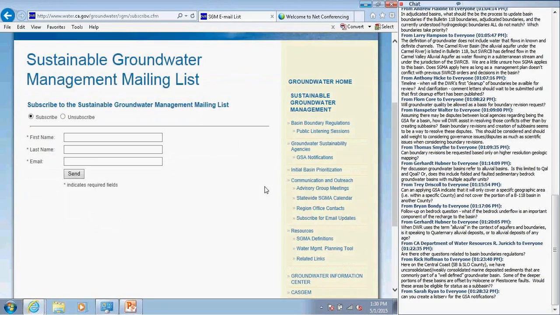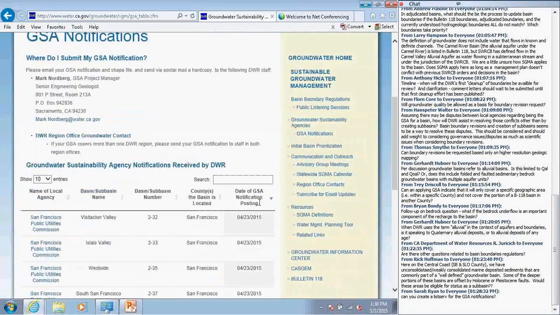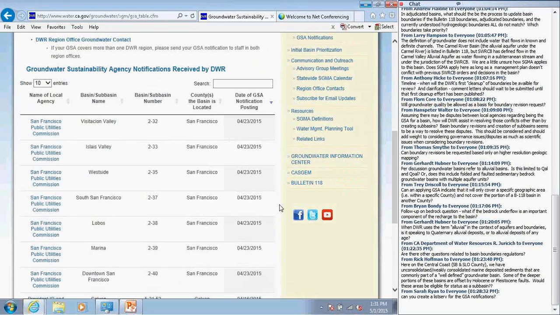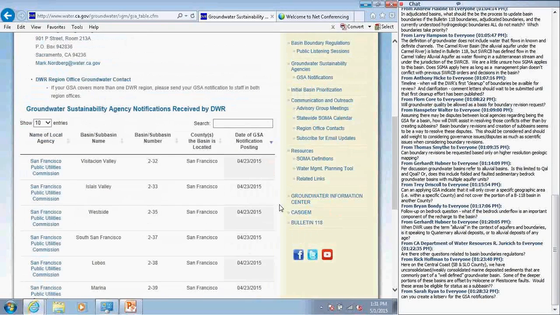Specific to GSA formations, if Stephen will click on the GSA notifications table, we have 5 GSAs formed so far. I've got several more I received this week that I'll be posting in the next several days. Again, after we receive them, we've got 15 days to post them. And again, we may modify this table in the future as we get dozens, if not hundreds, of GSAs formed. For the moment, I think this works really well. You can sort by the name of the agency, or by basin or sub-basin name. In many cases, a particular basin or sub-basin may have multiple GSAs overlying it.